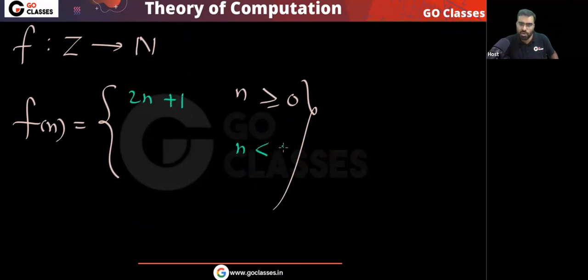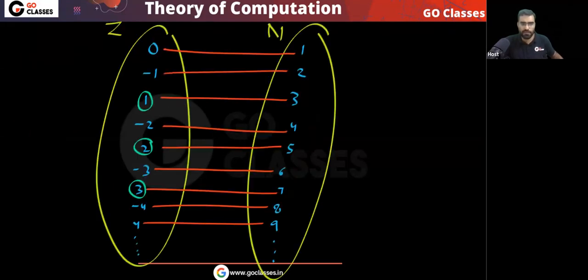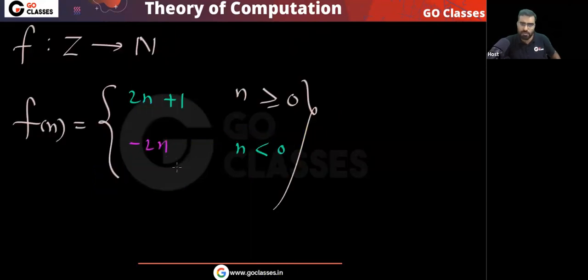If n is less than 0, what is the image? Let me know. If n is less than 0, then that is minus 2n. Very good. Okay, this is the function that we have created.